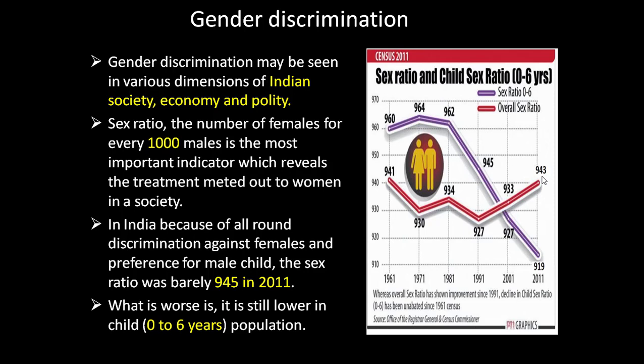Still it is lagging behind in the overall sex ratio, whereas the sex ratio of 0 to 6 years, see that in the year 1961 it was 960, 1971 it was 964, 1981 it was 962, 1991 it was 945, whereas 2001 933, 2011 919. So let's come to what are the reasons for the adverse male and female ratio in India.